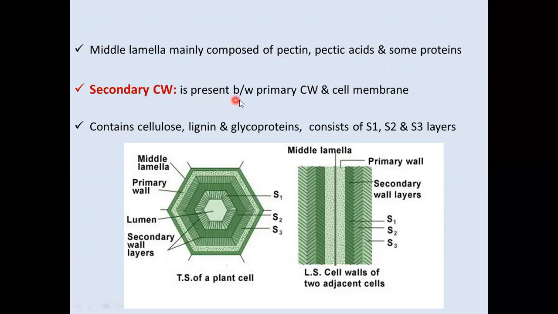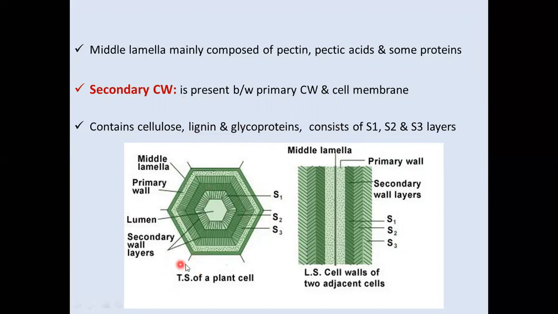Secondary cell wall is present between the primary cell wall and the cell membrane. This is the secondary layer, the second layer. It contains cellulose, lignin, glycoproteins, and the secondary cell wall consists of three layers known as S1, S2, and S3.